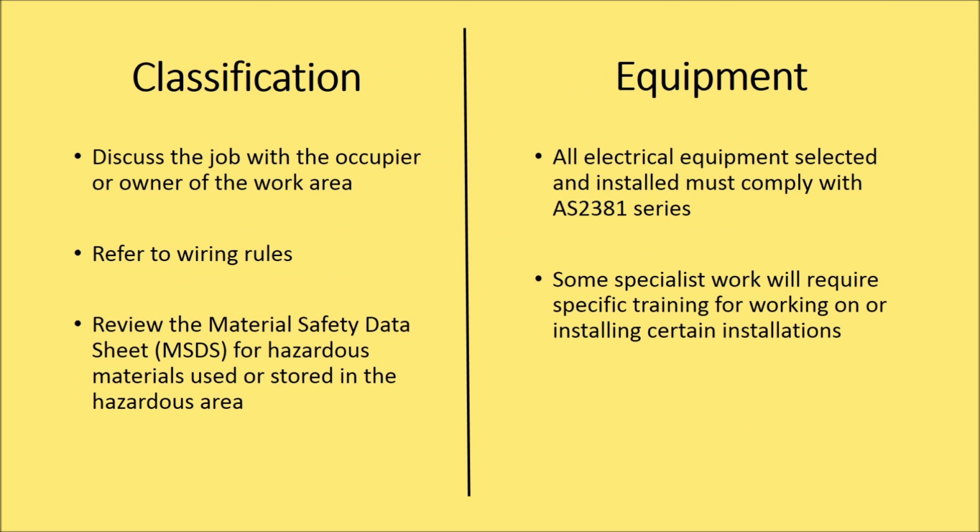When classifying a hazardous location, discuss the job with the occupier or owner of the work area. It's generally the responsibility of the occupier to bring the classification to your attention. However, in certain situations, the occupier may not be aware of the wiring rules. Review the Material Safety Data Sheet, or MSDS, for potentially ignitable materials used or stored in the hazardous area.